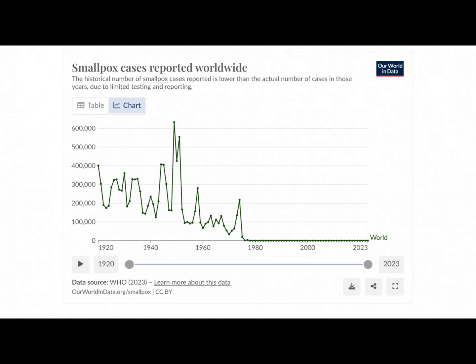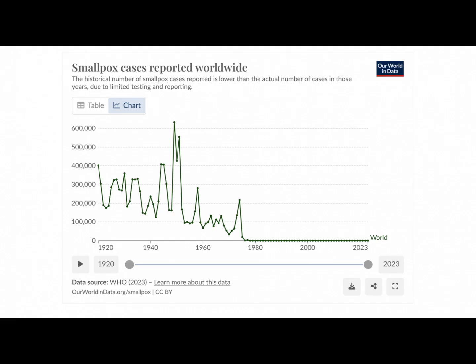This is the only human disease ever eradicated by vaccination. Now, smallpox used to kill 3 out of every 10 people infected and left survivors either scarred or blind, which means now that it's eradicated, we do not even need vaccination for it. The virus only exists in laboratories.